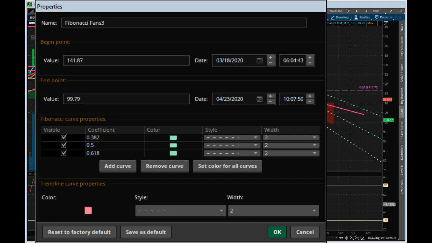Yeah, but Fibonacci fans, right? So basically, I just have the three: the 0.382, the 0.5, and the 0.618. You could add more. You could add the 0.76, the 2.72, things like that. But these tend to be pretty effective here.